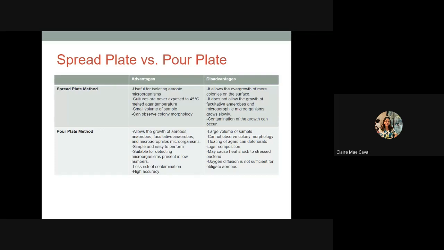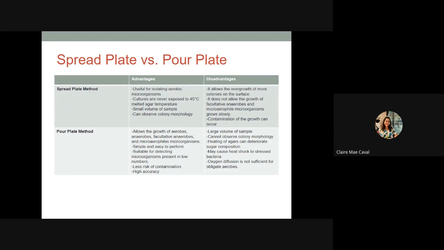In the pour plate method, most colonies grow within the agar or in the subsurface. Only a few grow on the surface, not like with the spread plate method. So you cannot really observe colony morphology. Heating of agars can deteriorate sugar composition because again in the pour plate method, if there is agar left over, especially if it is within 2 weeks of expiry, you have to reheat it to be used again, and that can actually deteriorate sugar composition, and it can also cause heat shock to stressed bacteria.